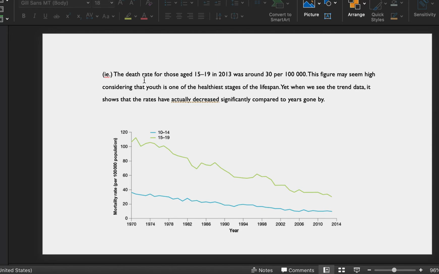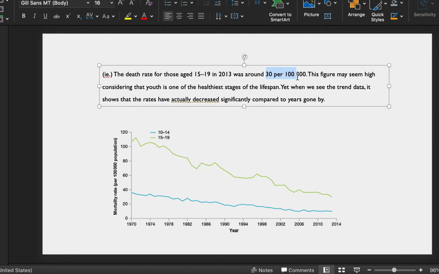The death rate for those aged 15 to 19 was around 30 per 100,000. That still sounds like quite a lot. However, if you look at the trend in the data, it's actually had a significant decrease across the years. So the 30 per 100,000 in that category is actually a really good number in comparison to the 110 that we had over here. Excuse me for sneezing there.